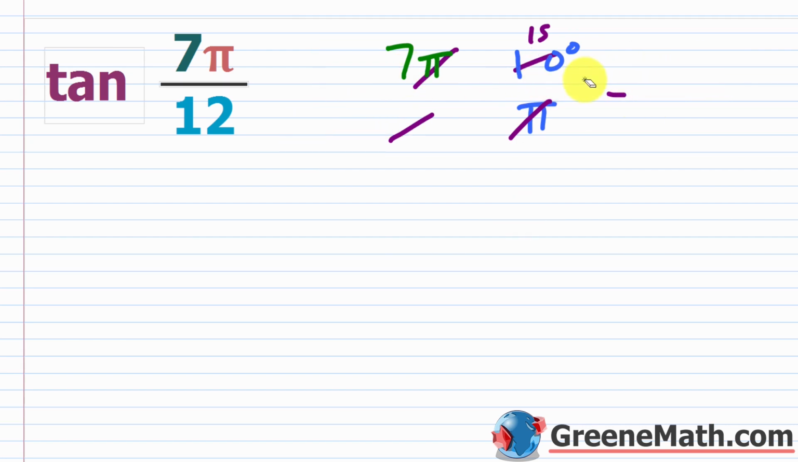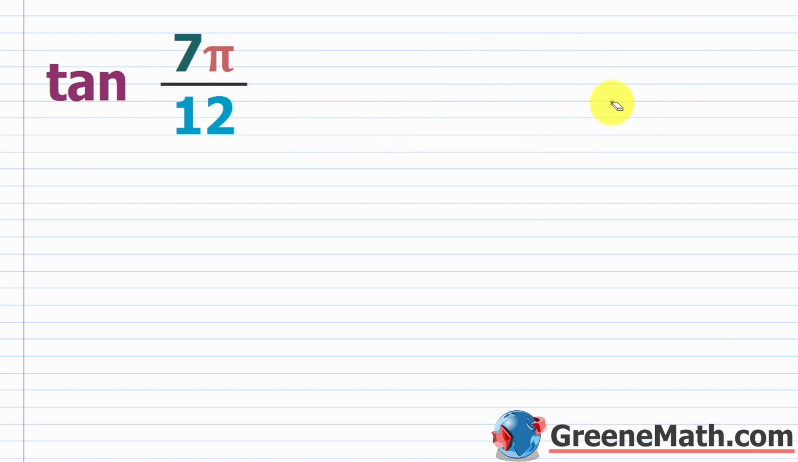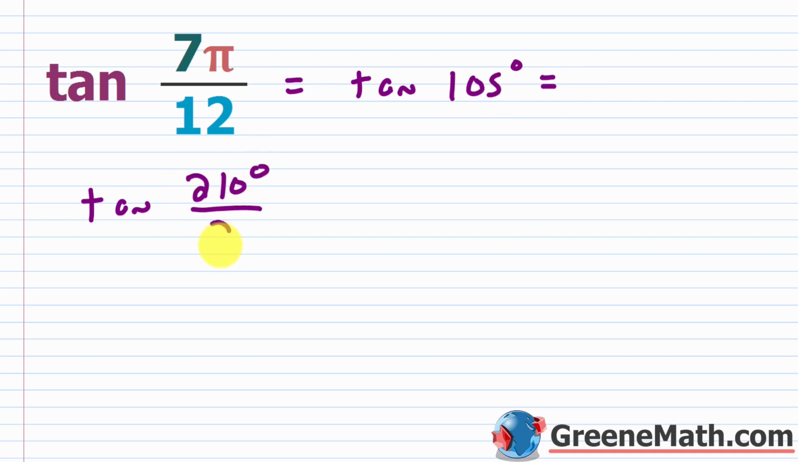So let's erase this real quick. And I'm just going to put that this is equal to the tangent of 105 degrees. And then I'm just going to double this number, okay, because I'm going to use this half angle formula. So I'm going to say this is equal to the tangent down here of 105 degrees times 2 is 210, so 210 degrees over 2. Okay, so which formula do we want to use?